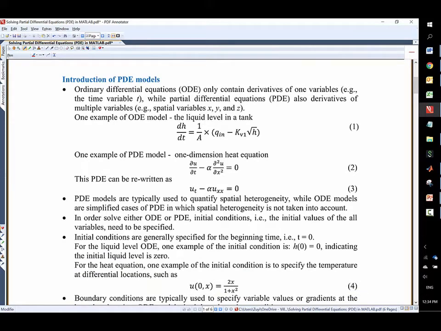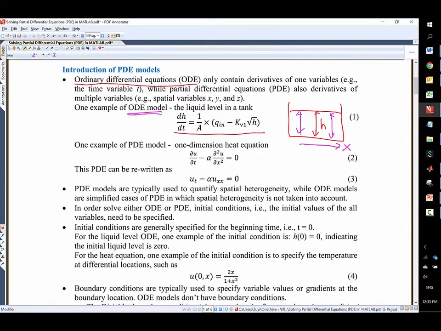I want to give you a brief introduction of PDE and what's different between ODE, ordinary differential equation, and PDE. So you can see this is one example of ODE, and you can see this liquid level, for example, H. In this model, we assume that H is the same in different locations, for example, X. It's homogeneous.